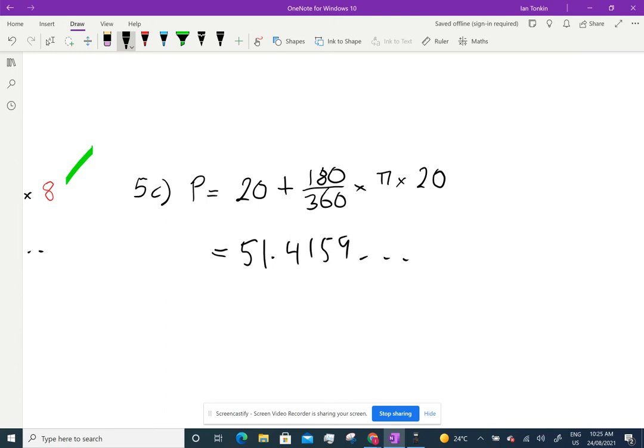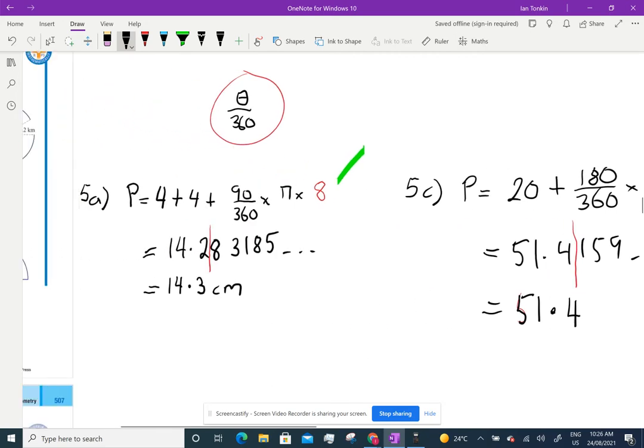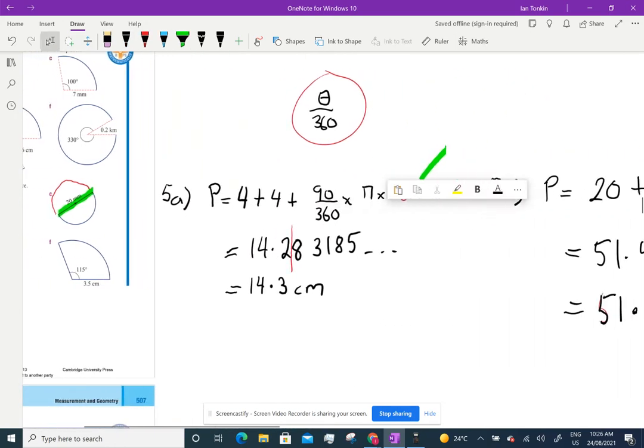And it goes on. Remember, we are rounding to 1 decimal place, so I go there. That's going to be 51 point. Well, the number behind there is less than 5, so I'm going to leave that alone. What units is it in? Millimetres.